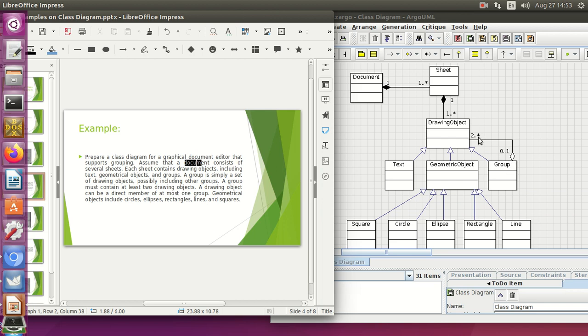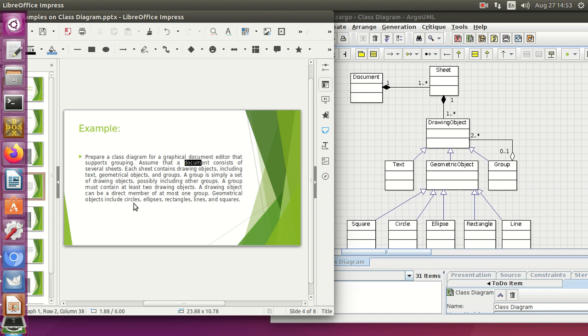So between this group and drawing object there is a relationship. One group has two or many drawing objects. That's why we have used the aggregation relationship between these two.